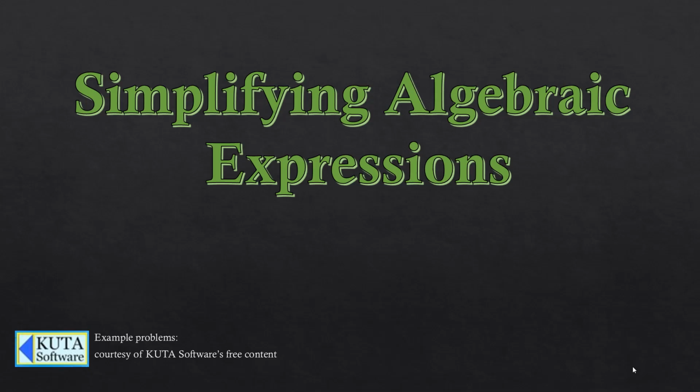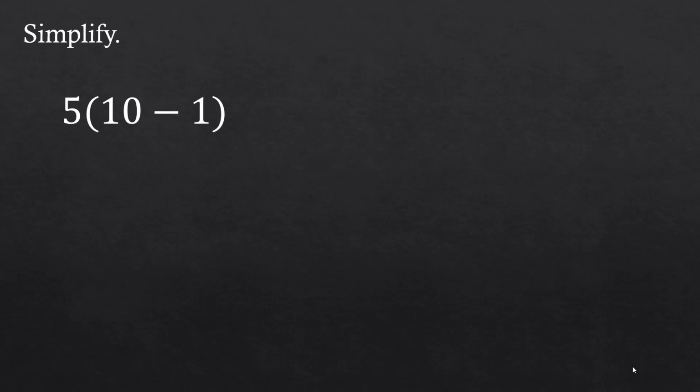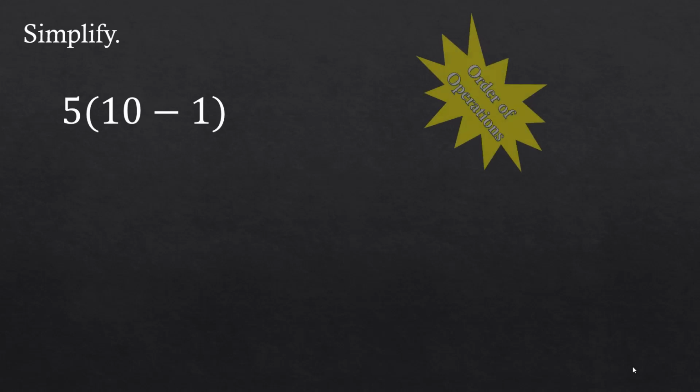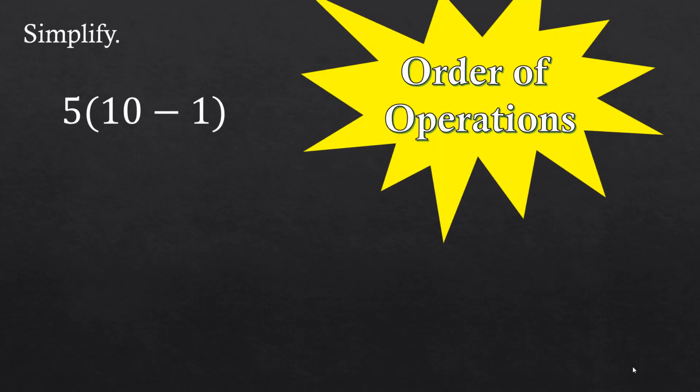Welcome. This video is to help you simplify algebraic expressions. I want to start with an example with a numeric expression because I want to start with something that you already know. If we were asked to simplify 5 times the quantity of 10 minus 1, we would simply follow something called the order of operations. You might remember it as PEMDAS.